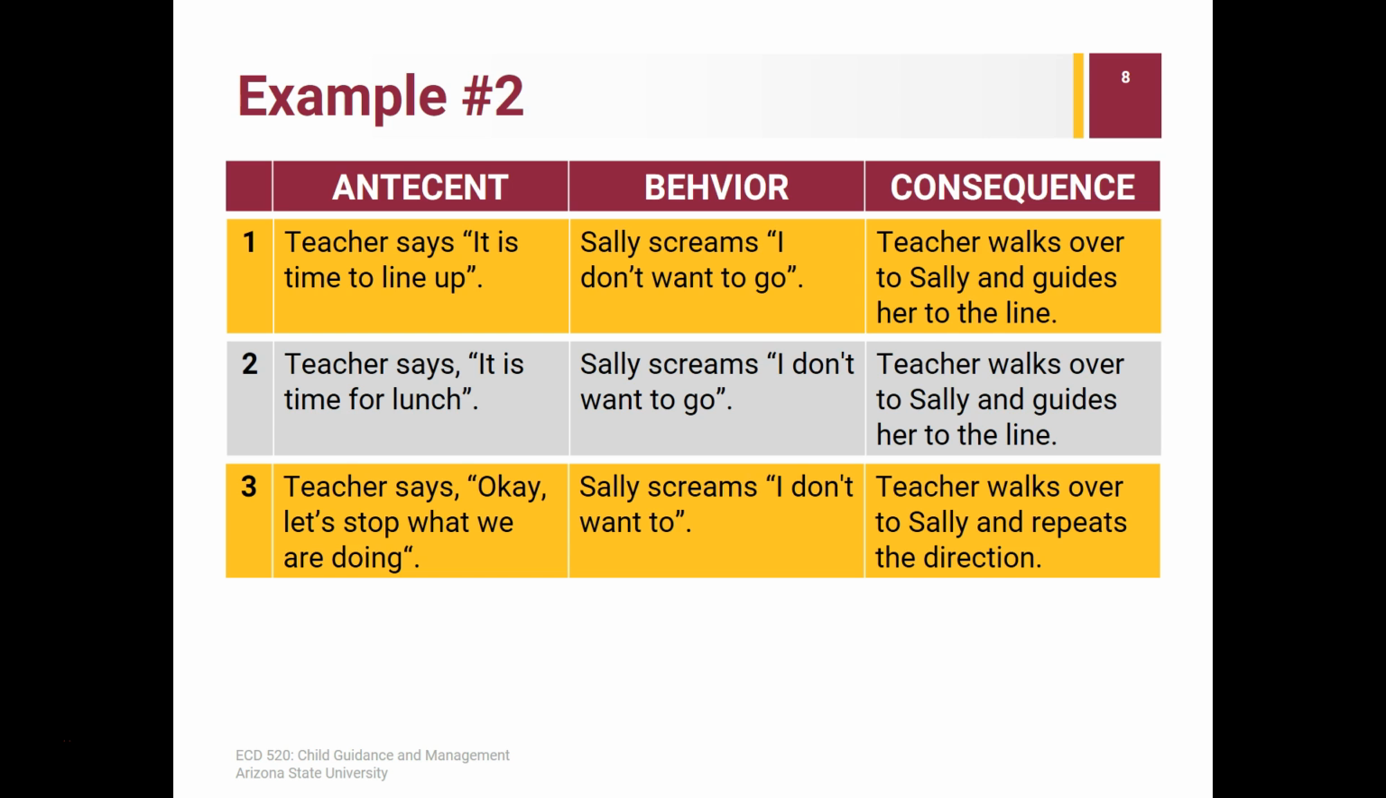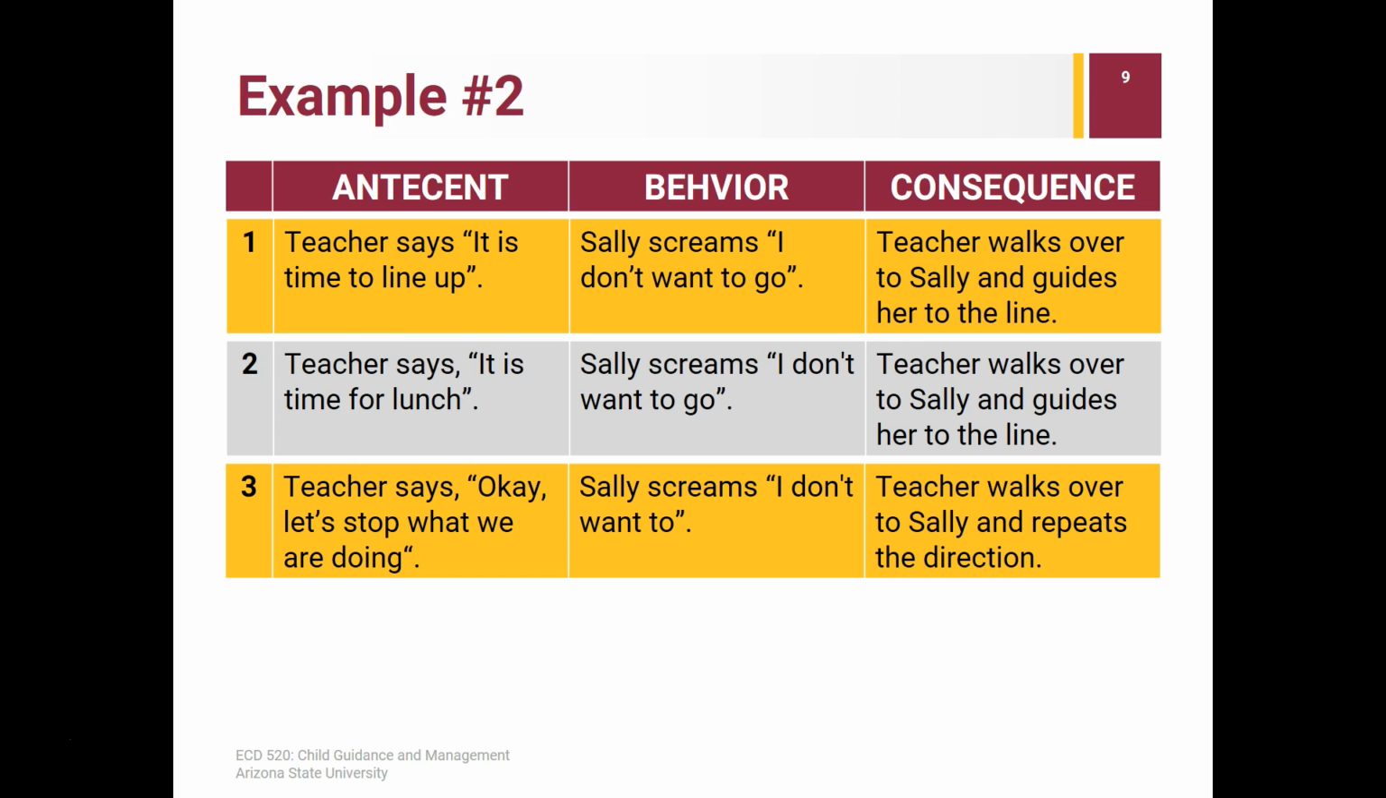The situation happens again in a similar way. The teacher says, "Okay, class, let's stop what we are doing," and then continues on with the direction. Again, Sally starts screaming, "I don't want to." The consequence, or the situation that occurs right after the behavior, is that the teacher walks over to Sally and repeats the direction.